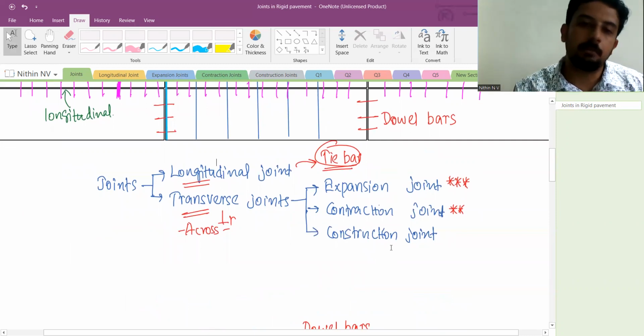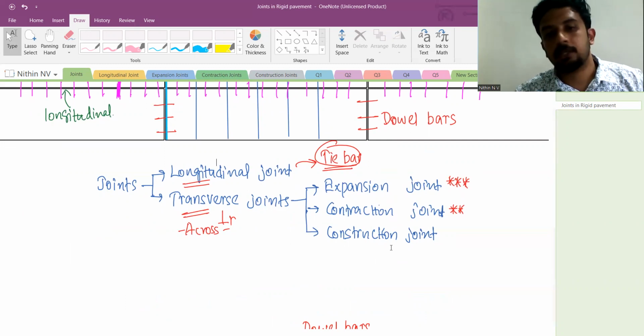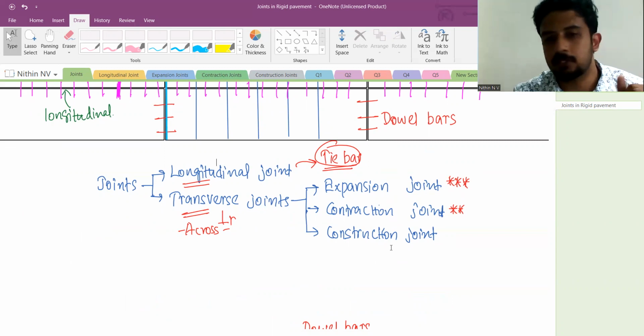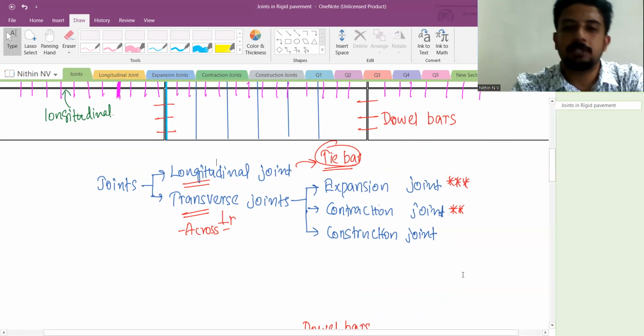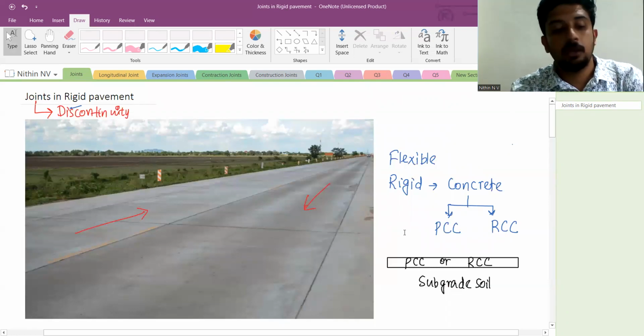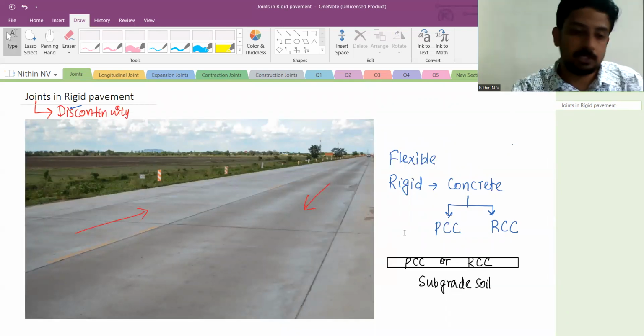So always remember about the expansion joint and contraction joint in detail. Also regarding tie bar and dowel bar, the location of these steel bars placed and the direction of the steel bars placed. All these things you need to keep in mind. Okay, that's all about this topic. I hope you have enjoyed the class and understood all the concepts, as we have explained the concept in that much detail.